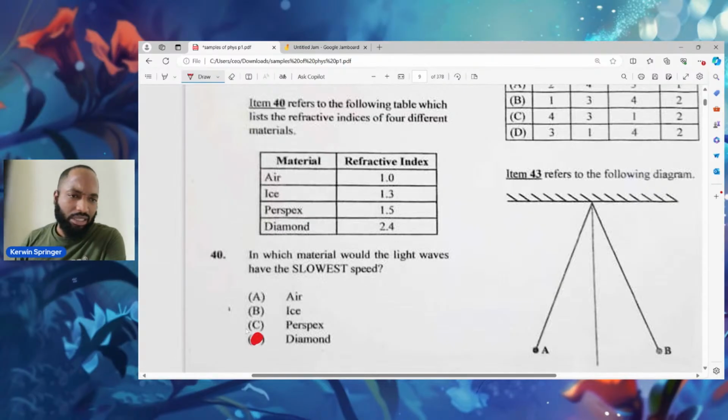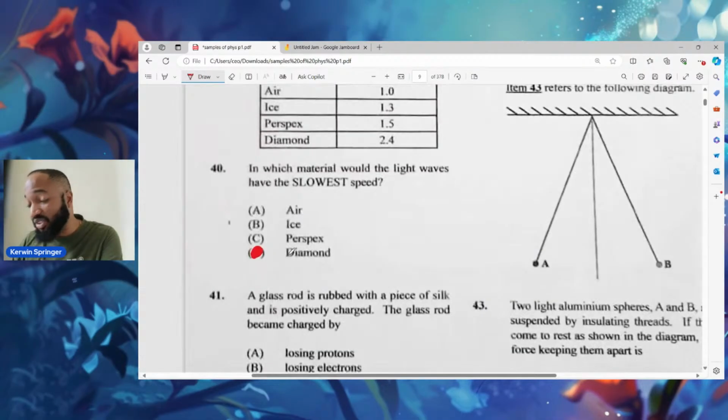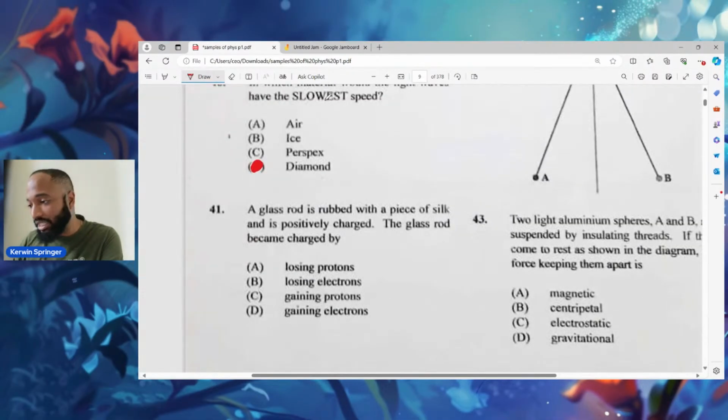They're asking questions like this since this is the very first exam. Most students get tested with this question. A glass rod is rubbed with a piece of silk and it's positively charged. The glass rod became charged by losing electrons. The protons don't move.